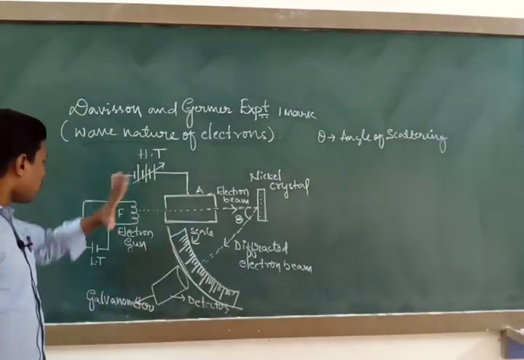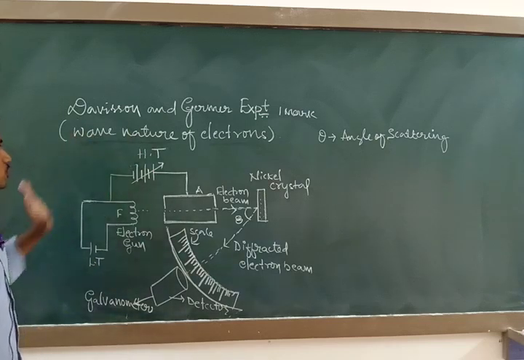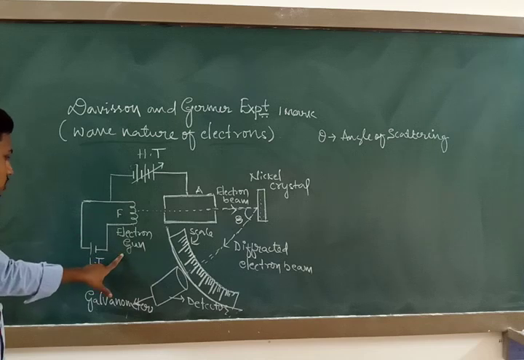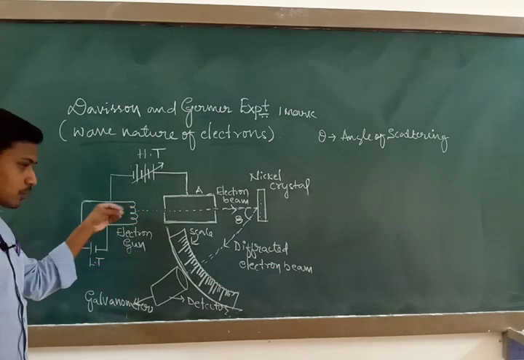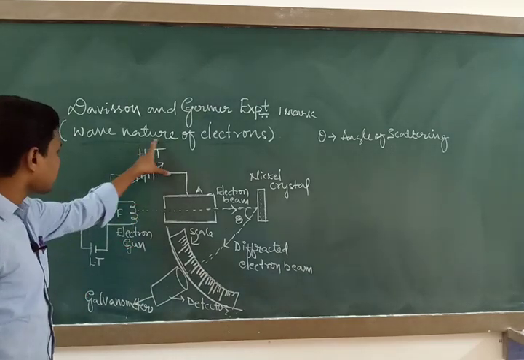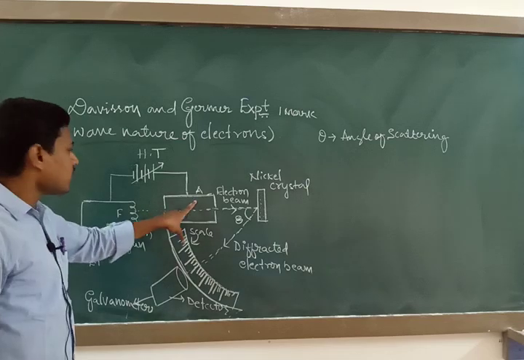This whole apparatus was designed by Davisson and Germer in order to prove the wave nature of the electron. What does it consist of? It consists of one electron gun. What is its function? It produces electrons, and these electrons are accelerated with the help of a high tension power supply, which is connected between the filament and the anode.